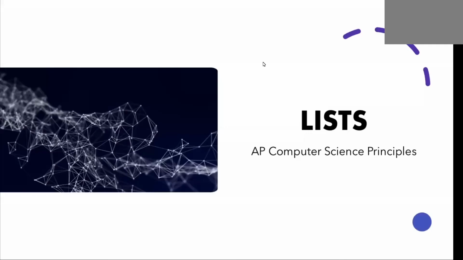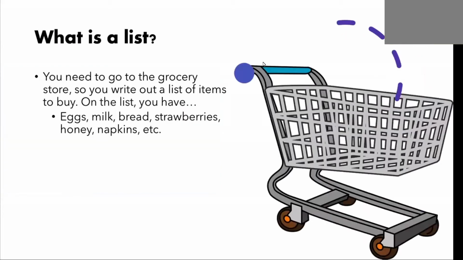So when we talk about lists, there are so many things that we could go off of in terms of what a list is capable of. But let's go a little bit before that. What is a list? Let's say, for example, you need to go to the grocery store. So you write out a list of items you have to buy.